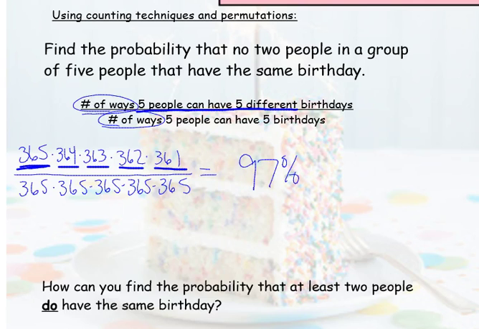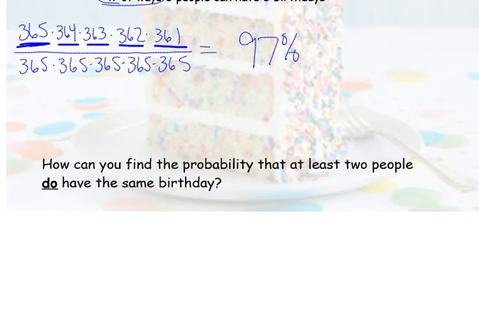How can you find the probability that at least 2 people do have the same birthday? Well, either they do or they don't. So this is kind of like complementary events. If there's a 97% chance that they don't, none of them have the same birthday, there must be a 3% chance that at least 2 of them do.